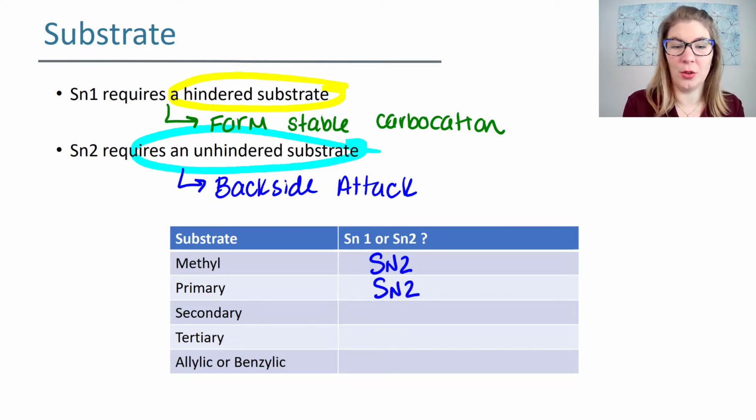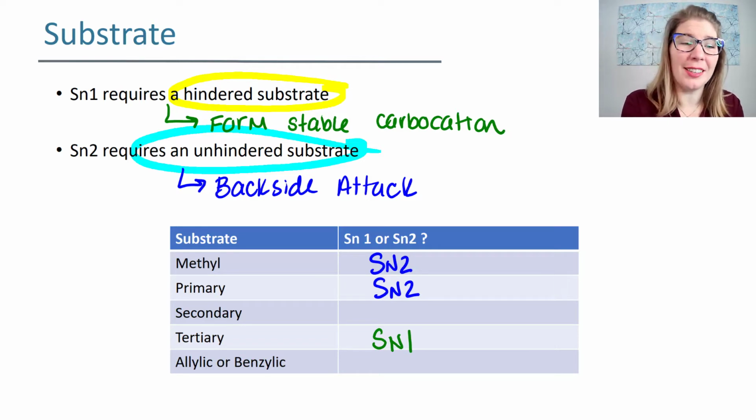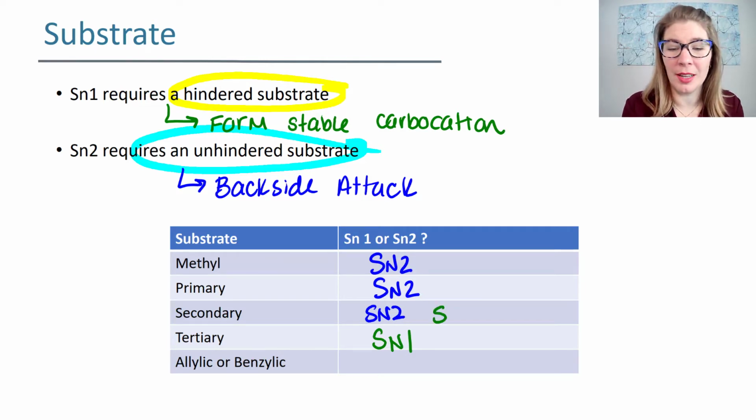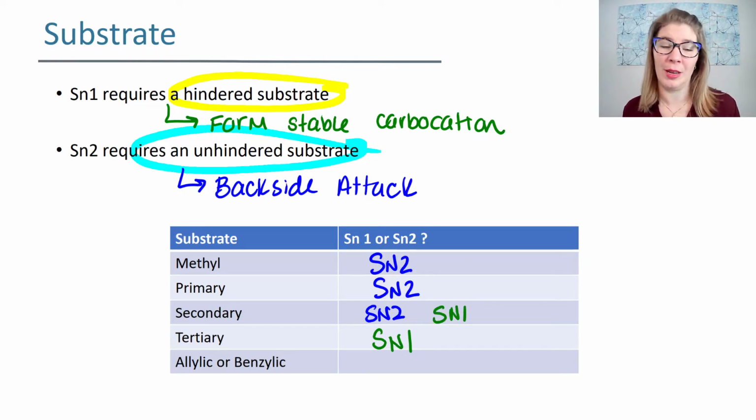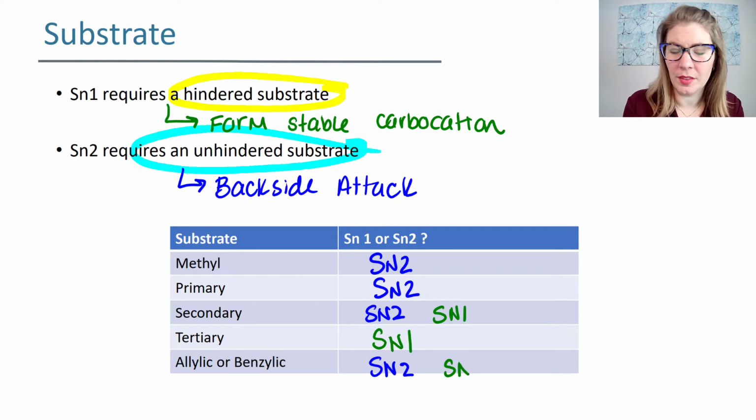Tertiary is going to lend itself to SN1 because you're definitely going to get a stable carbocation, but you can't have SN2 for tertiary. Secondary is where it gets tricky because you could have both. You could have SN2 happen, or you could have an SN1 happen. And that's where you need more information. Allylic and benzylic are also tricky because they could also have both. So here you could have SN2 or you could have SN1.